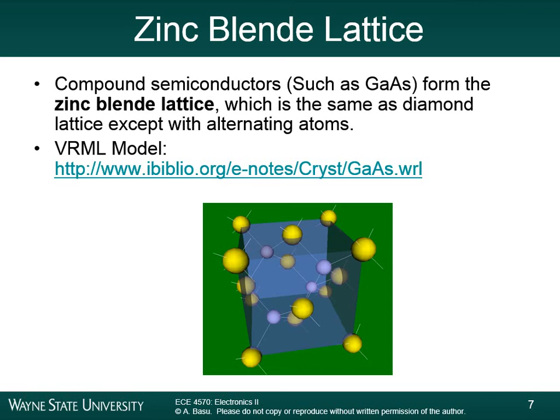The structure is the same. You have the eight corner atoms, you have the six face atoms, the four center atoms. The only difference is that the atoms are alternating. In this particular one, it is gallium arsenide. The two types of atoms are shown in yellow and blue, respectively. There's also a virtual reality model for this that you can download as well.